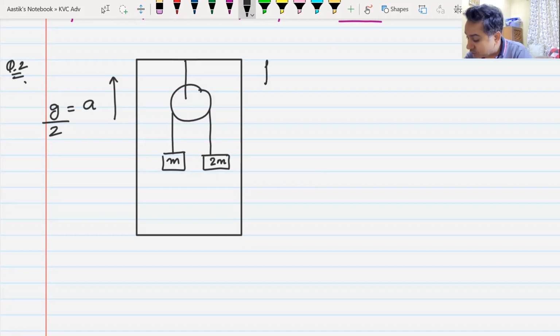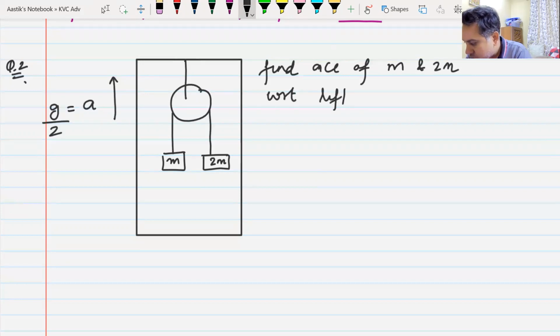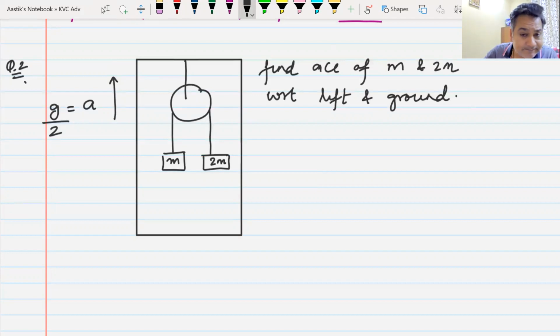You have to find the acceleration of M and 2M with respect to the lift and with respect to the ground. I'll give you 2 minutes to solve this. Take your time.